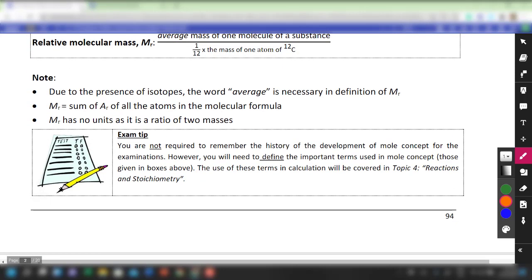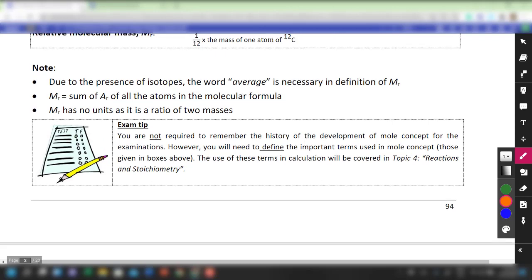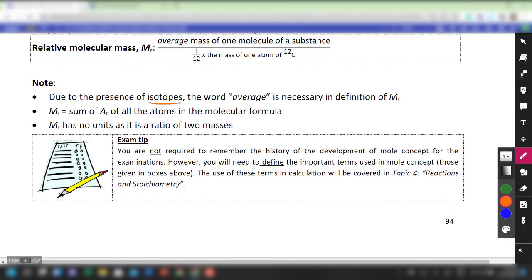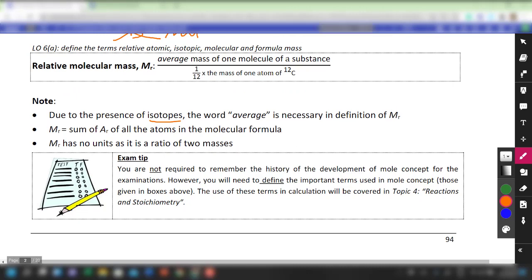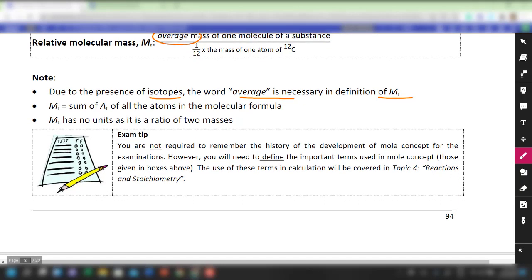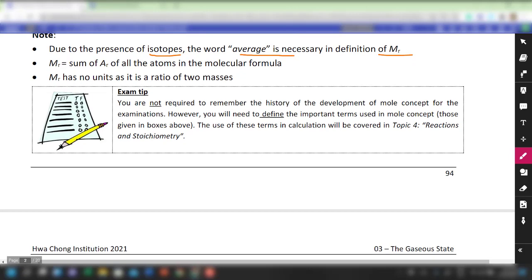Some of the bullet points here you need to take note of. Because of the presence of isotopes, we normally use the word average. It is necessary in the definition, so do take note of it. It's not an exact value. Other than that, I think the rest are fine.